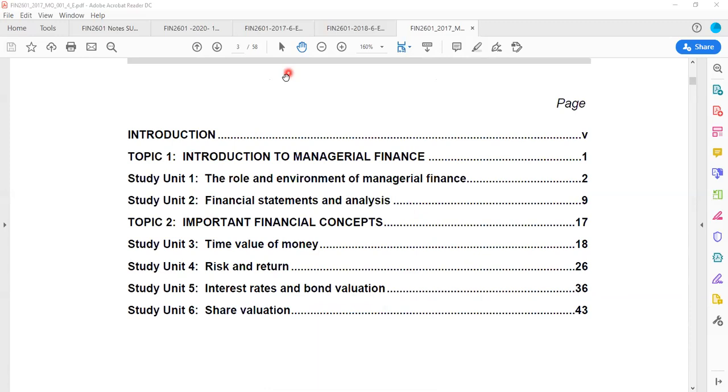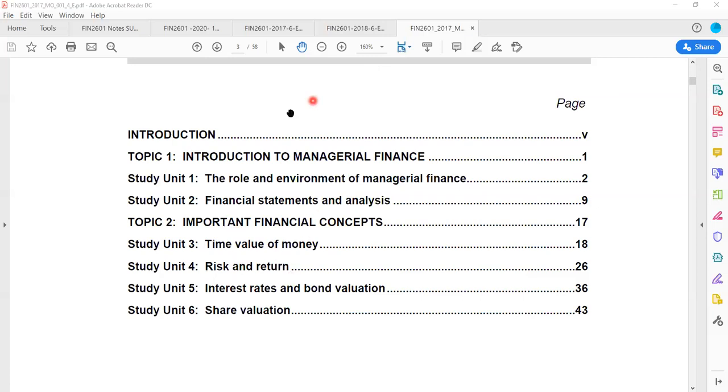As you can see, we have the role and environment of managerial finance, financial statements and analysis, time value of money, risk and return, interest rates and bond valuation, and share valuation. So it's an important module which is divided into 6 study units.